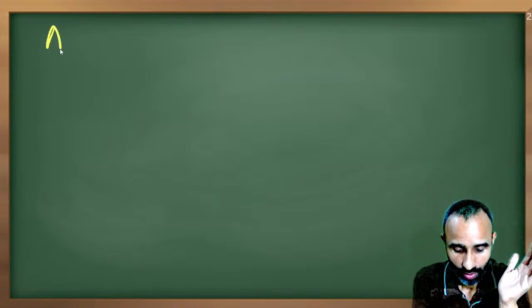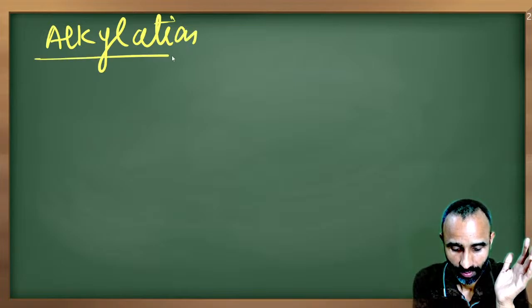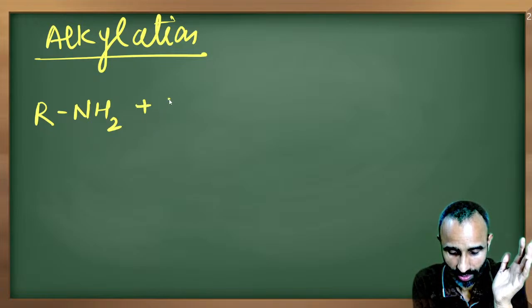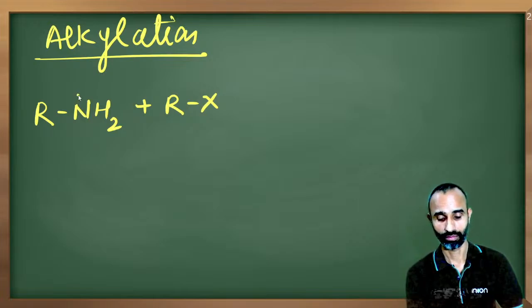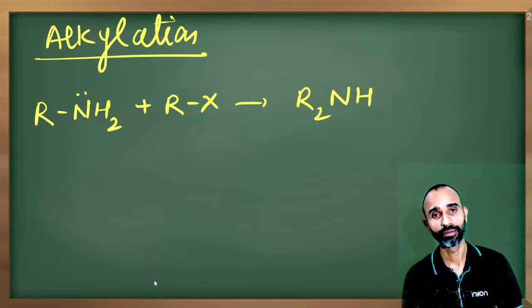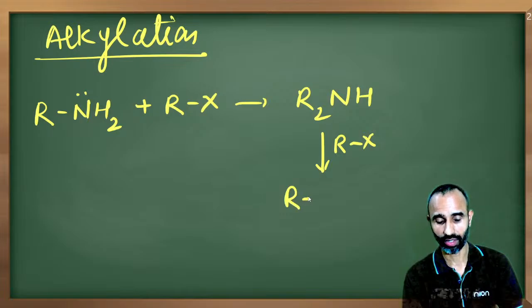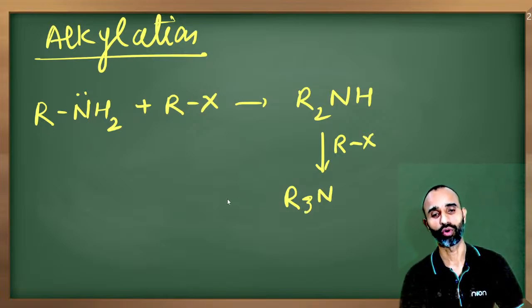Now alkylation of amines. So alkylation is similar to what we have used earlier, that we use alkyl halide to react with primary amine. So we get secondary amine, and further reaction is the same, just like ammonolysis of alkyl halides. So we get tertiary amine and so on.